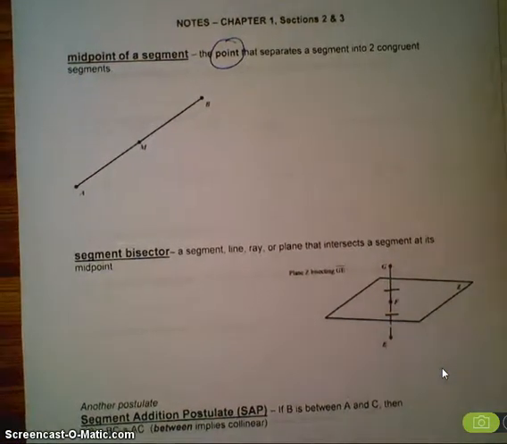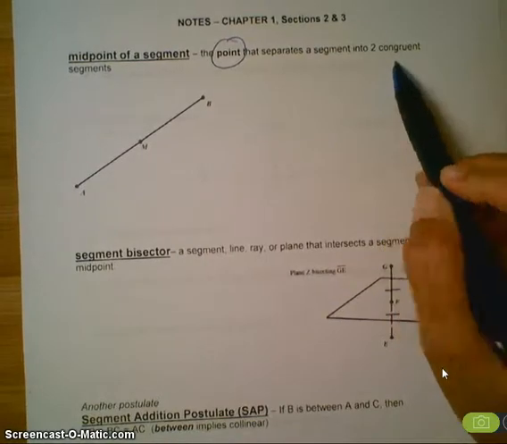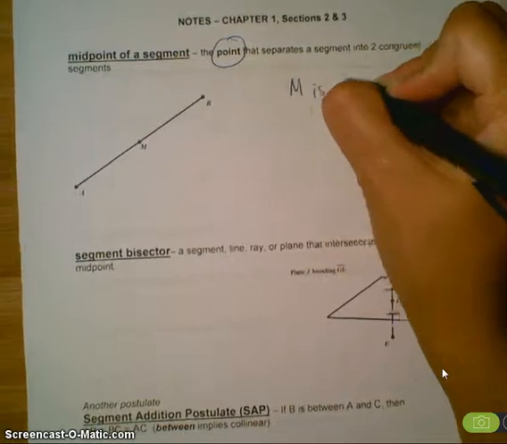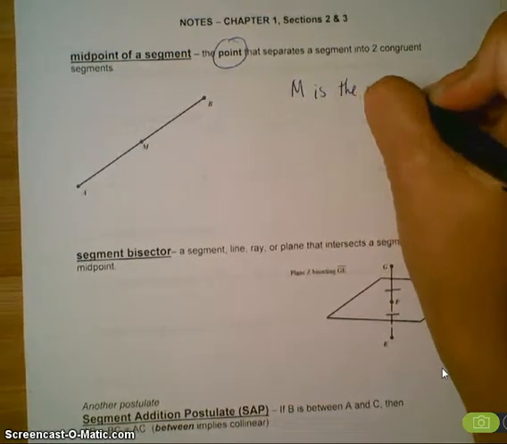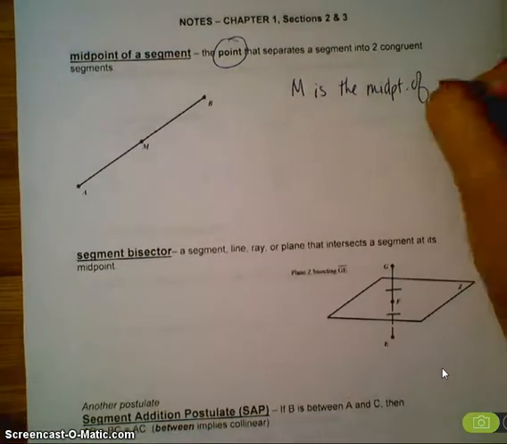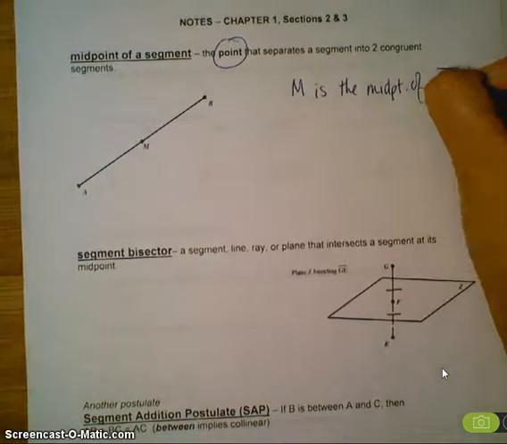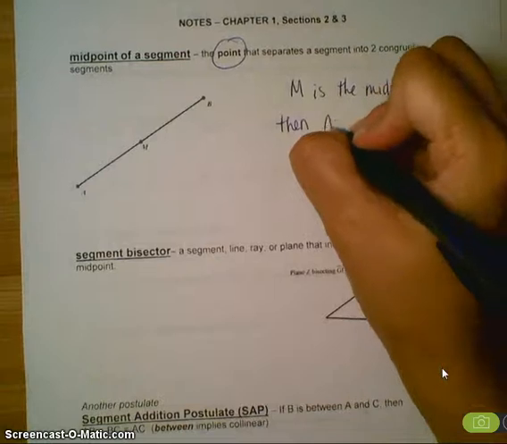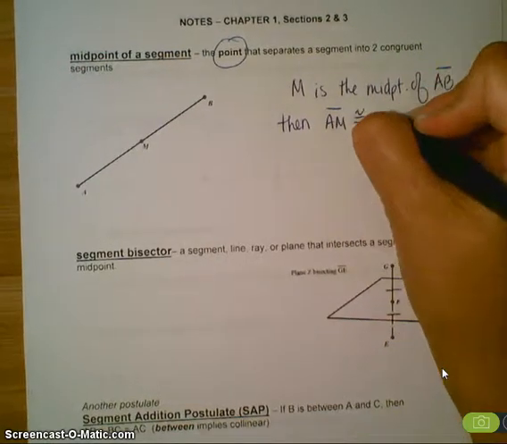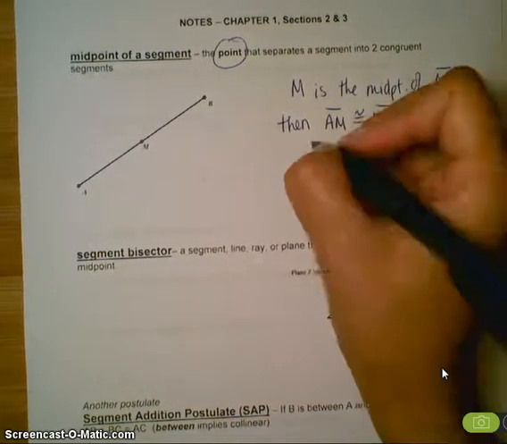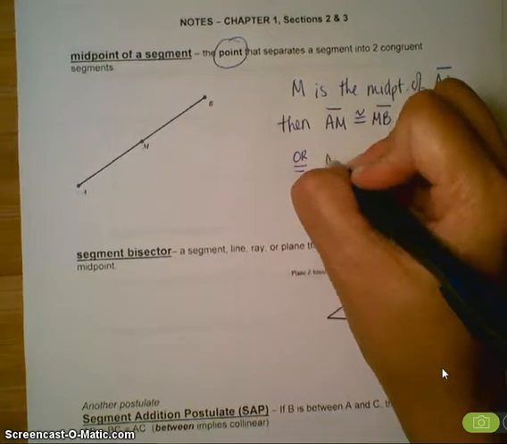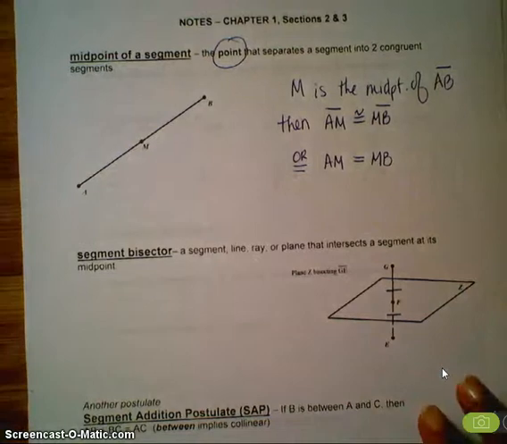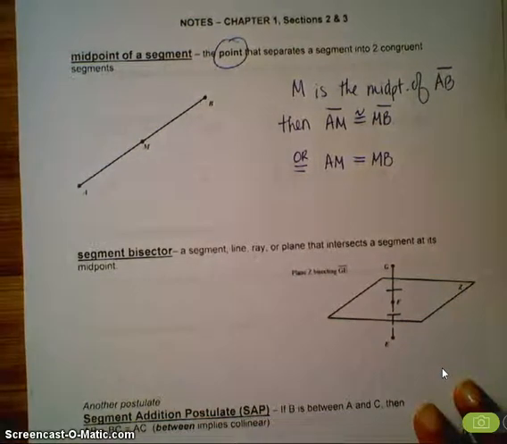Now, in order to show that two segments are congruent, in the picture, by knowing that M is the midpoint of segment AB, then I know segment AM must be congruent to segment MB, or the length of segment AM is equal to the length of segment MB. Either way you express it, it's logical.